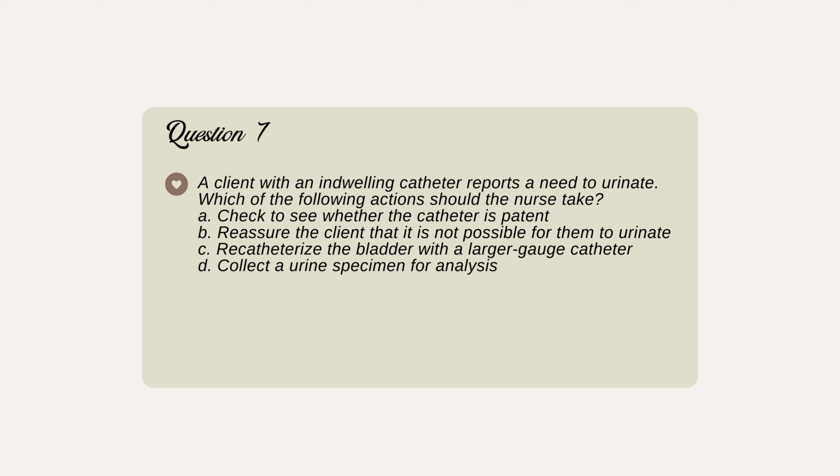Question number 7. A client with an indwelling catheter reports a need to urinate. Which of the following actions should the nurse take? A. Check to see whether the catheter is patent. B. Reassure the client that it is not possible for them to urinate. C. Recatheterize the bladder with a larger gauge catheter. D. Collect a urine specimen for analysis.